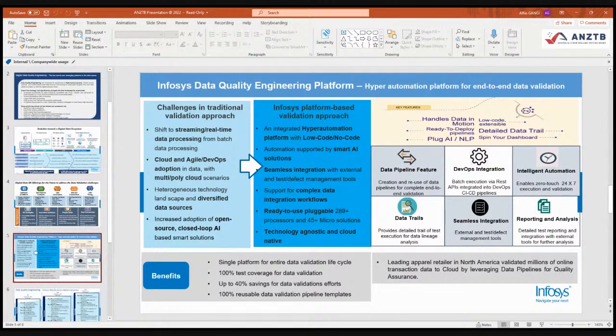We also look at our intelligent automation capability within the platform. We have our data trials capability. We also have the seamless integration that we talked about with external tool sets for test and defect management. And finally, in order for us to look at the results, we have a reporting capability built as well. So this is a lot of features, a lot of components put together for us to come up with one hyper automation platform.